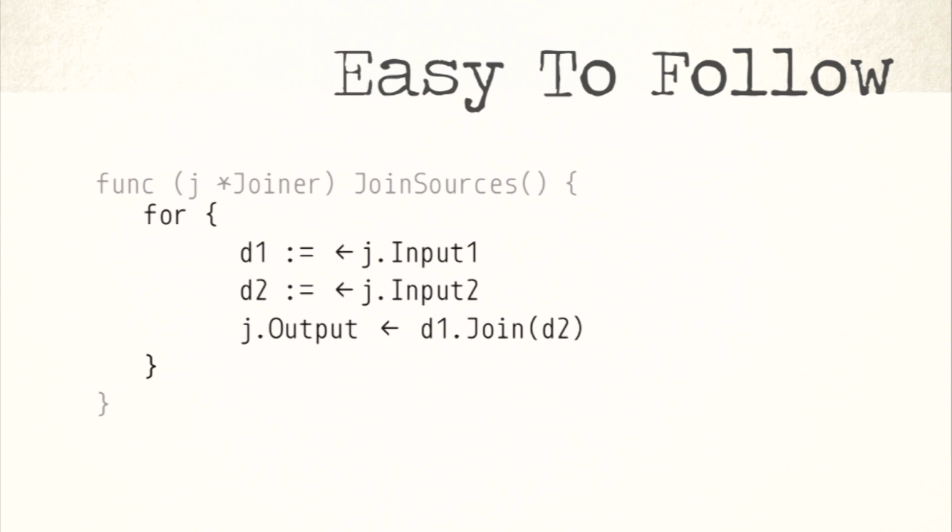Consider this snippet. We wait on input 1, and then 2, and then join them and place them on the output. You don't lose context on what is happening at each stage. Now, I challenge you to give a similar semantic using callbacks that's nearly as clean. This is going to fare a lot better in your code reviews, too. It's eminently understandable.